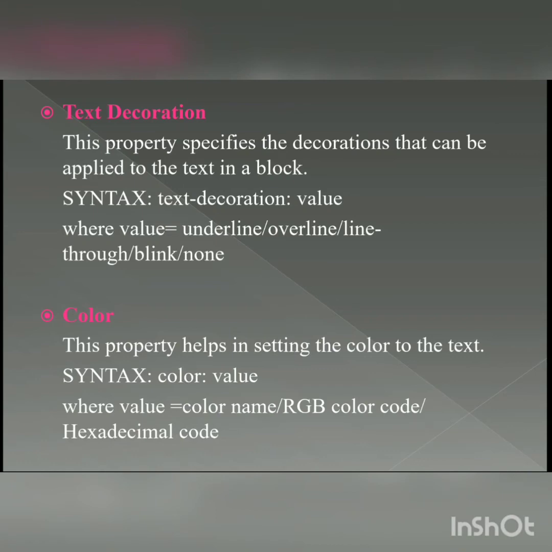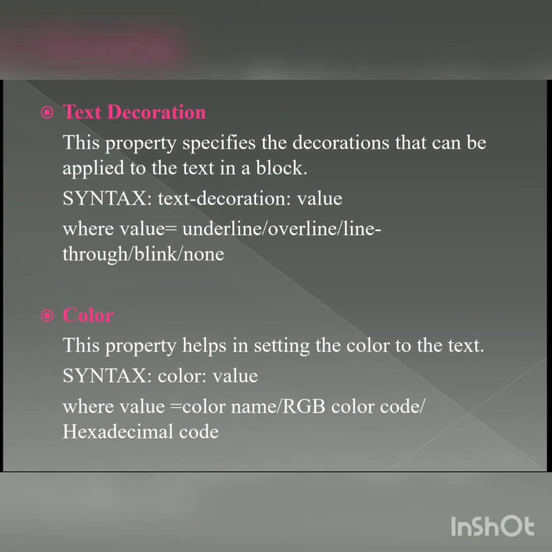Next property is color. This property is used when we have to set the color for the text, and the syntax is color and value. See, this color is the property name and this value is the value that we are providing to this color property, and this complete thing is known as a declaration.